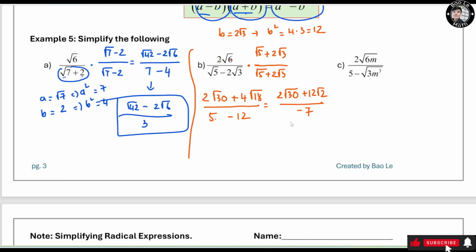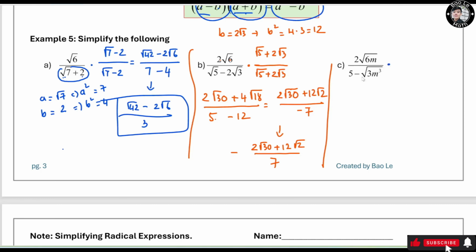We can leave the answer like this, or we can bring the negative sign to the front, right? So it can be negative 2 root 30 plus 12 root 2 over 7. Now remember, you only bring the negative sign to the front. If you bring the negative sign to the top, you must put the parentheses. So keep that in mind.